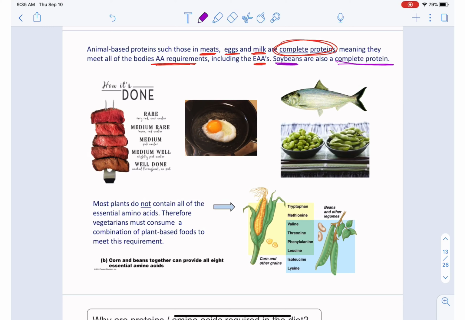But if you're a vegetarian, then it is possible to receive all of those amino acids. You just have to be a little more strategic about it. That's because most plants do not contain all of the essential amino acids. And so you have to consume a combination of plant-based foods to meet these essential amino acid requirements.